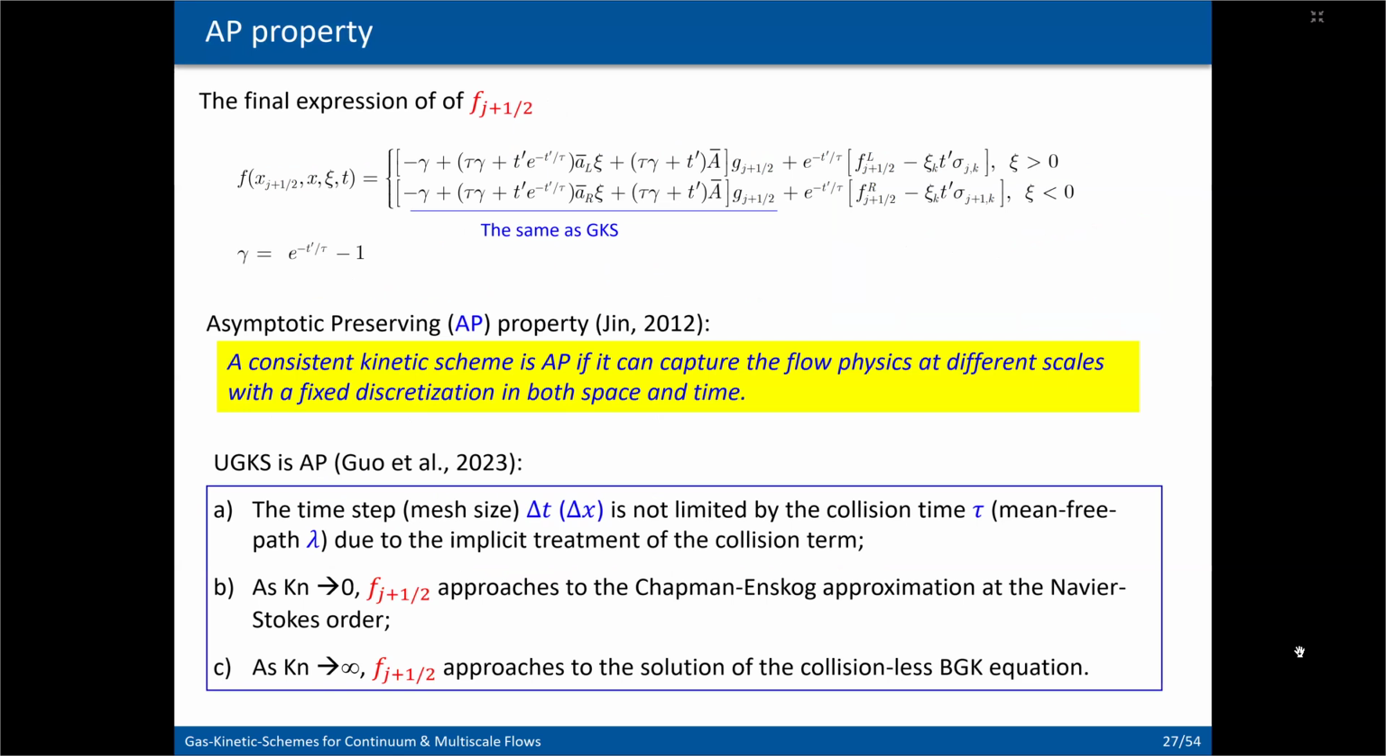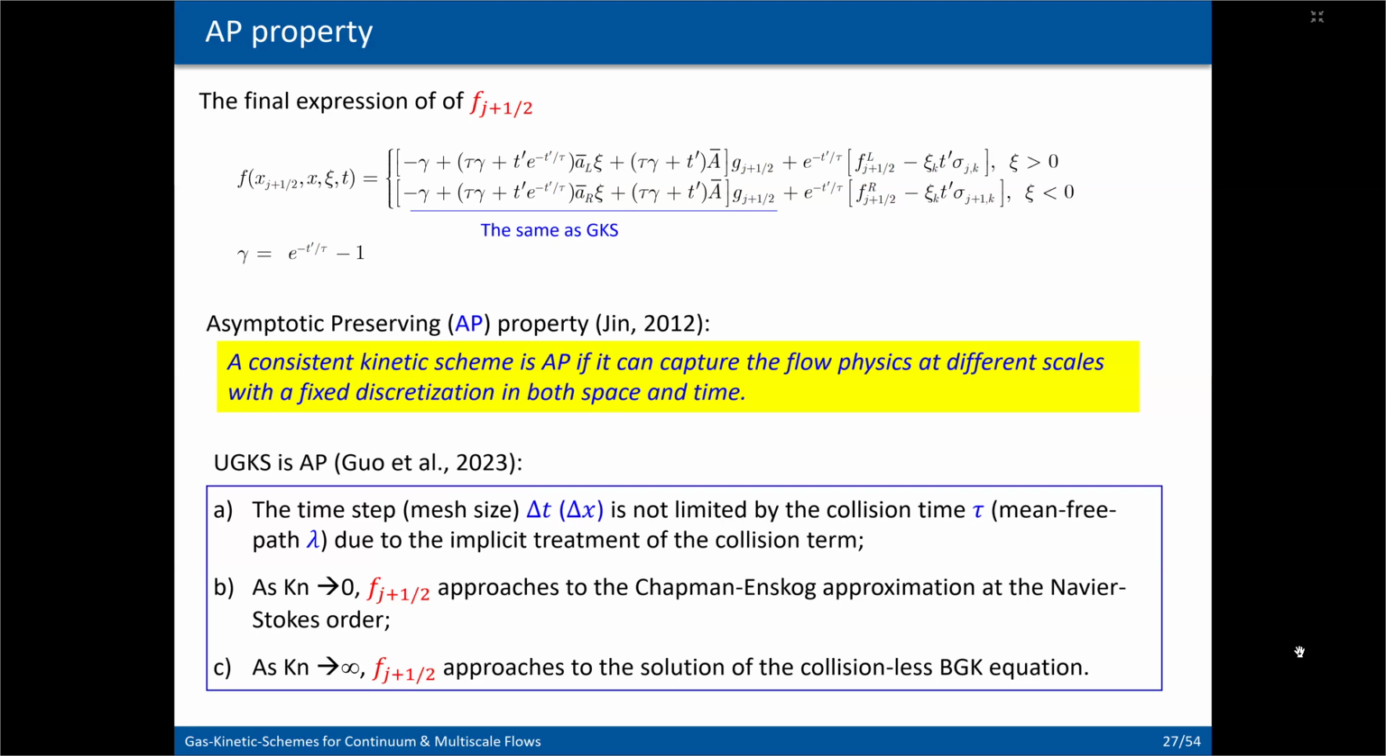The final expression of the distribution function at the cell interface in UGKS is given like this. The first part is the same as GKS, and the second one is tracked by the discrete velocity distribution function itself. And this expression can be proved to satisfy the asymptotic preserving property. This means that the UGKS can capture the hydrodynamic behaviors with a finite mesh size and time step without resolving the kinetic scale.